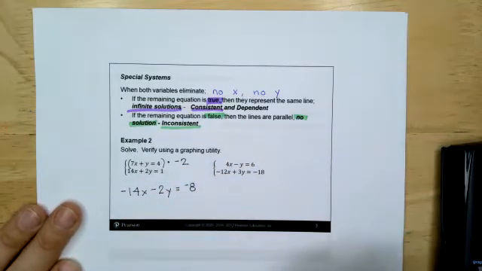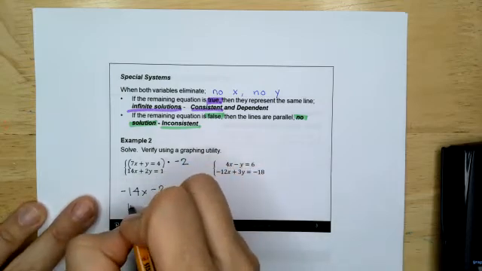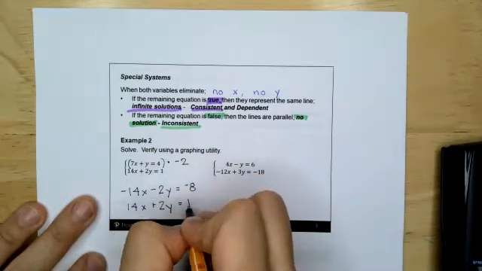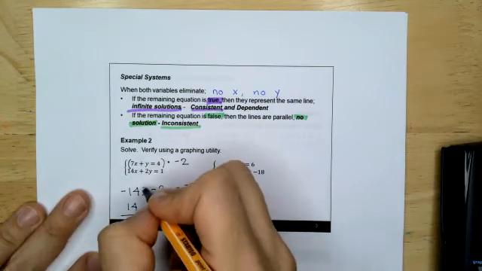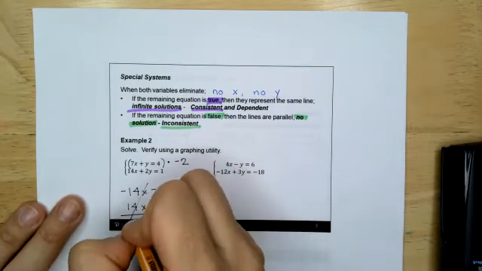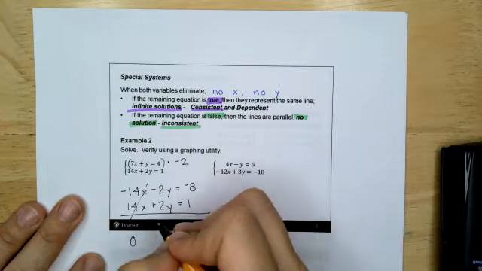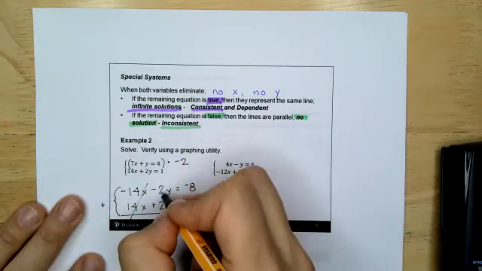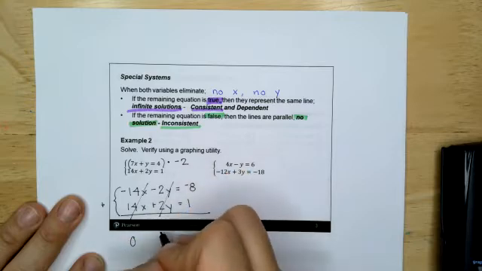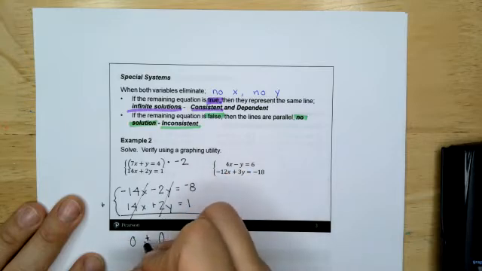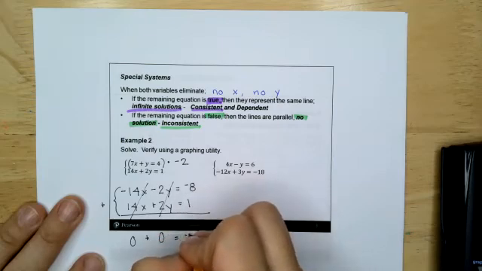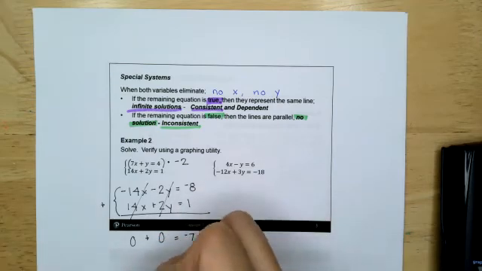So that's my first one. This one stays the same. Positive 14x plus a 2y equals 1. Okay. 14x minus 14x, 0, right? Because we're combining them. -2y plus 2y, 0. So I guess we have 0 plus 0 equals -8 plus 1, -7. So we have 0 equals -7.